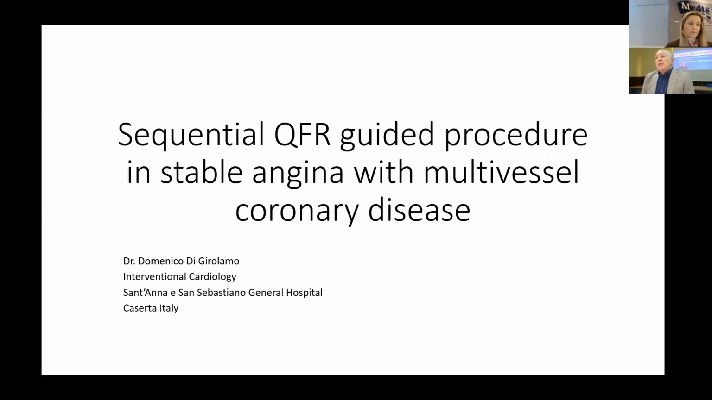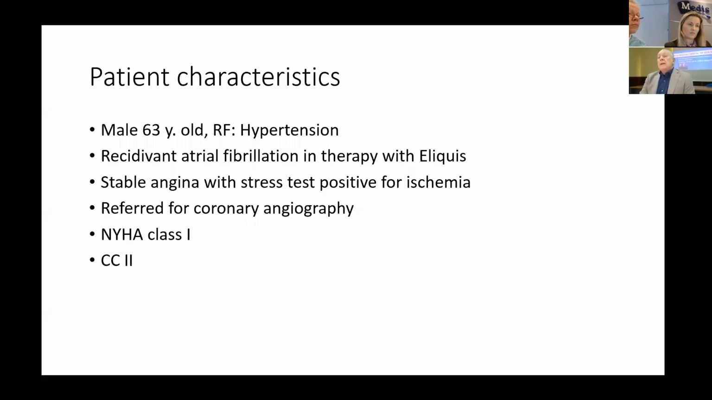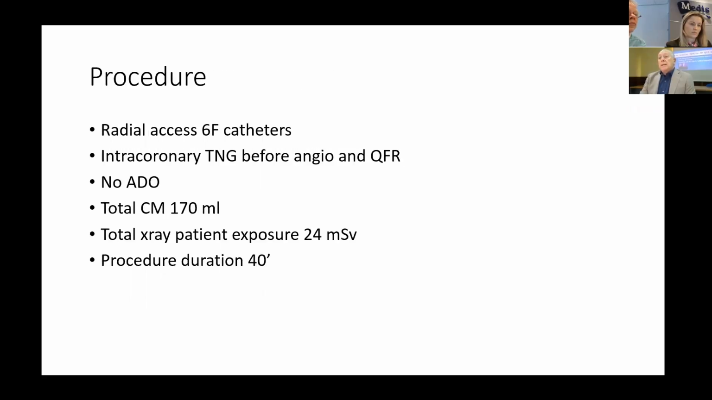Okay. Now I will show you some cases in which we use the QFR to guide the procedure, to show you how simple it is to do that, and the result of this functional approach in our cases. The first case is a patient with stable coronary artery disease and multiple stenoses. This is the ideal case to show how to use this functional tool for guiding revascularization. These are the characteristics of the patient. The procedure was done by radial access. Nitro was given before the angio, as recommended by Medis. No adenosine.